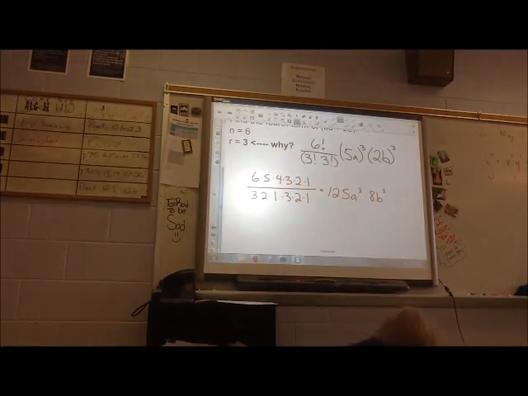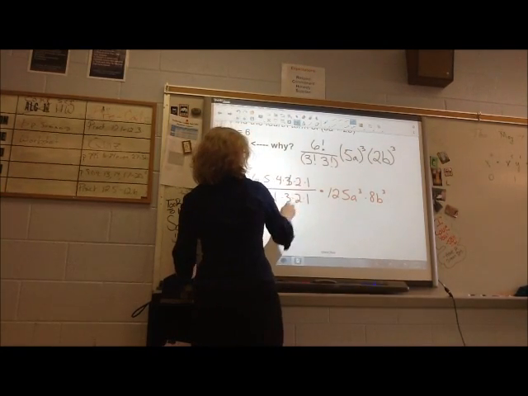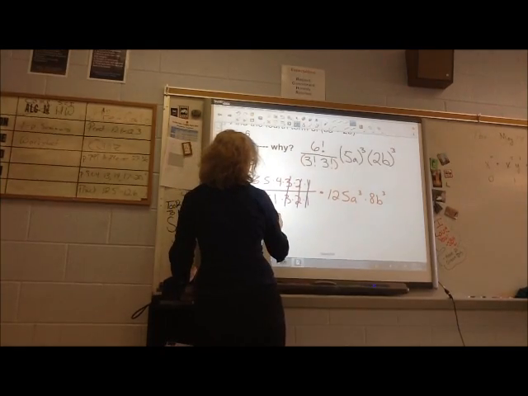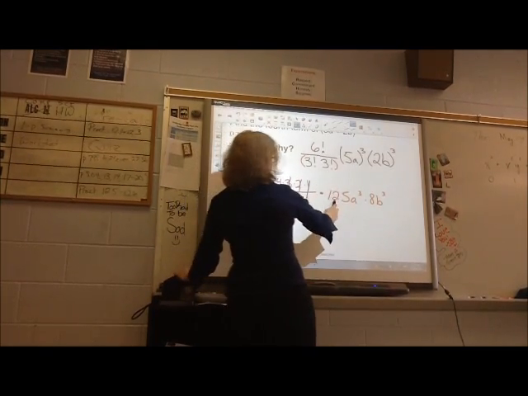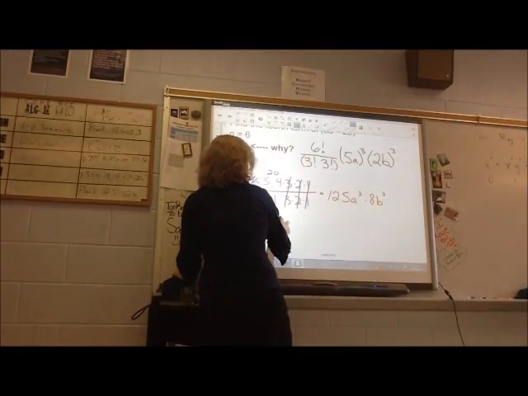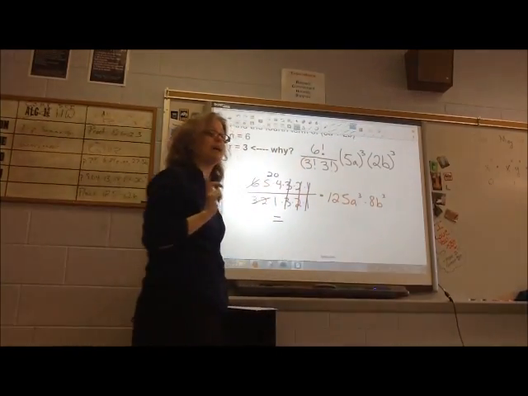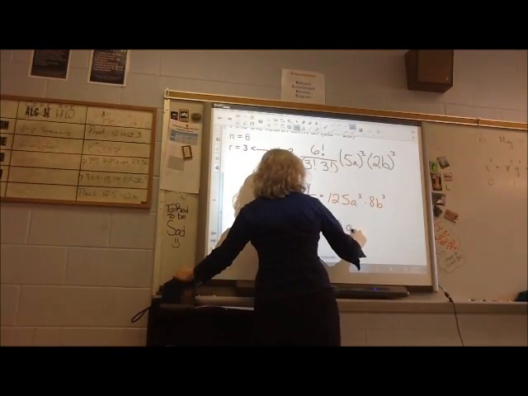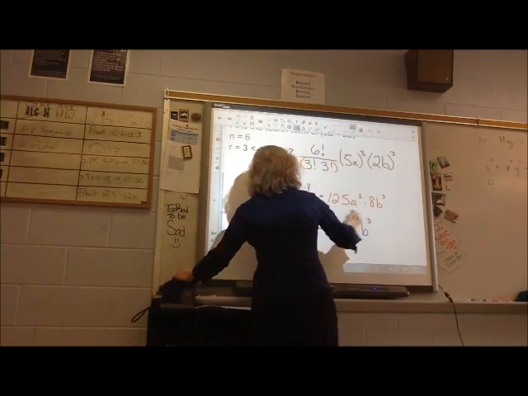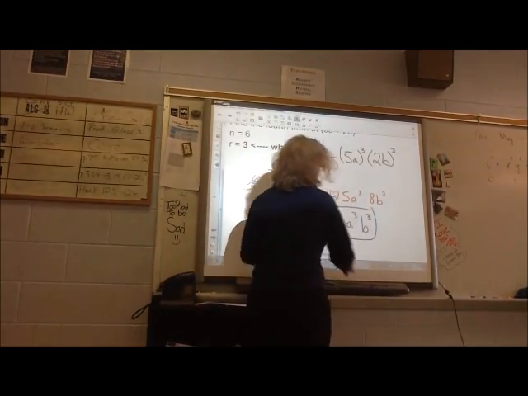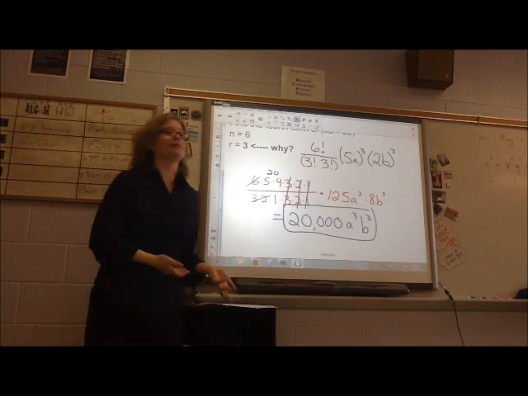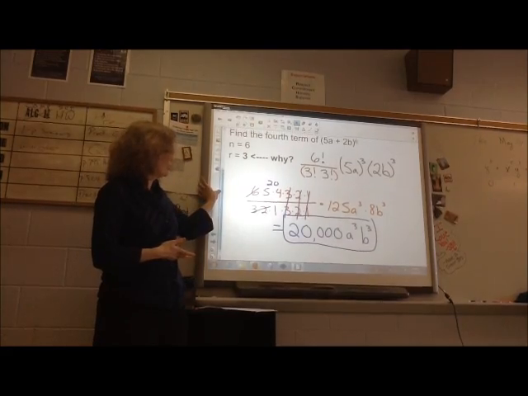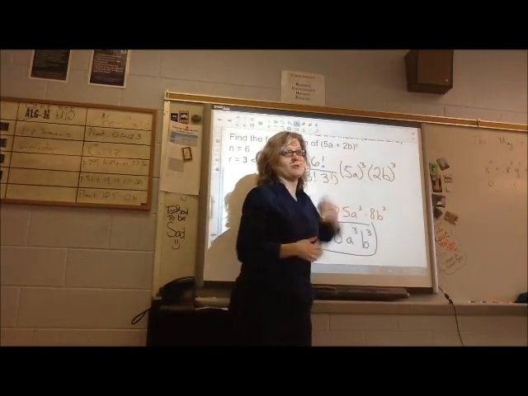Good for you. And then I like to cancel. 3 times 2 is 6. 20 times 125 times 8. And that all simplifies to, if I did it right, 20,000. Good. 20,000 times a to the third times b to the third. And that's a lot simpler than doing out the whole thing and looking for the fourth term, right? What is 20,000? The fourth term of the expansion of 5a plus 2b to the sixth.